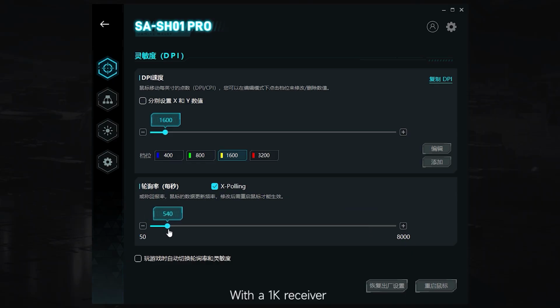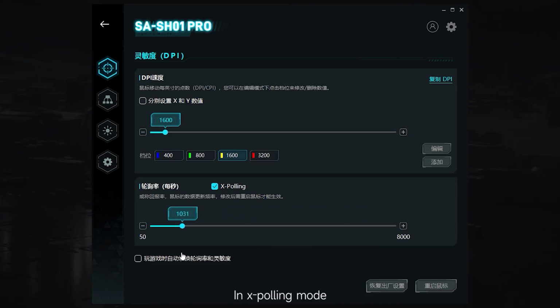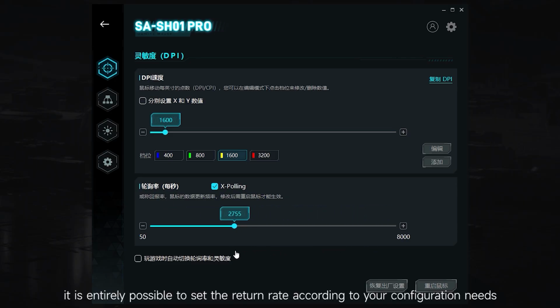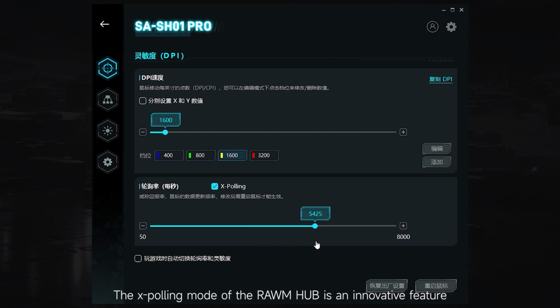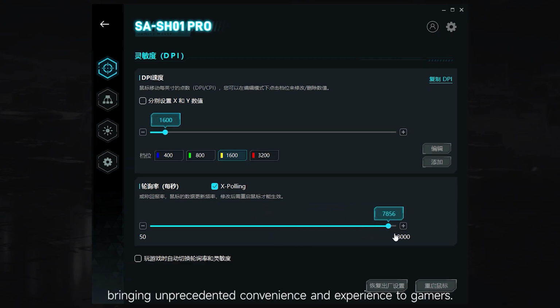With a 1000 receiver, the return rate can be freely adjusted from 50 to 1000 Hz. With X-bowling mode, the 8000 receiver supports a return rate that can be freely adjusted from 50 to 8000 Hz. In X-bowling mode, it is entirely possible to set the return rate according to your configuration needs. The X-bowling mode of the RAWM Hub is an innovative feature. It makes return rate adjustment more flexible and precise, bringing unprecedented convenience and experience to gamers.